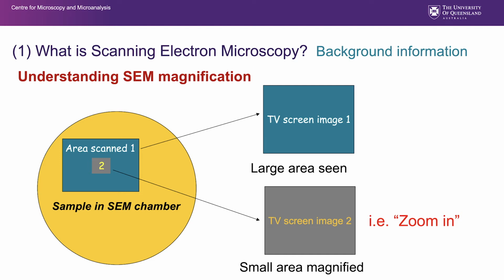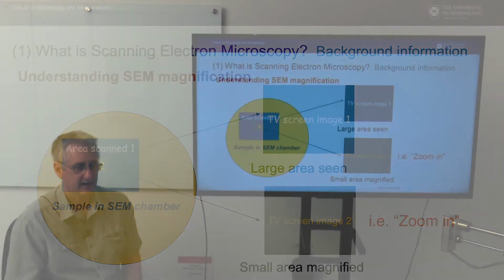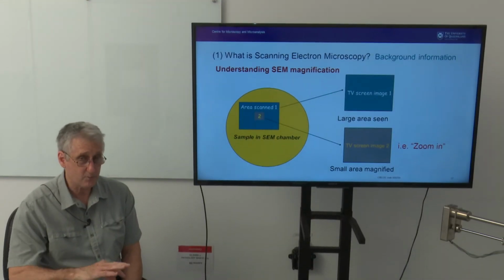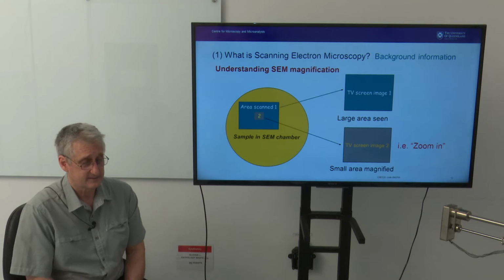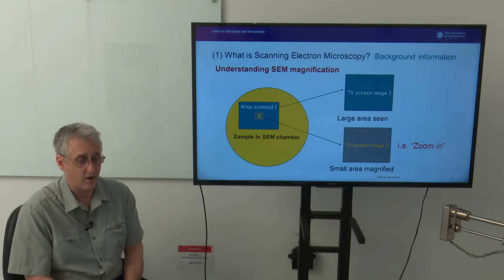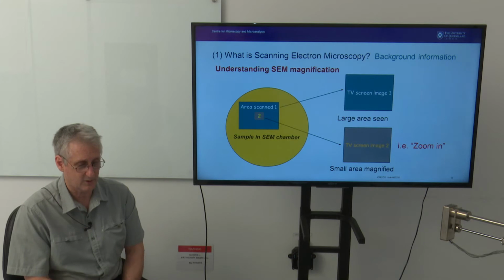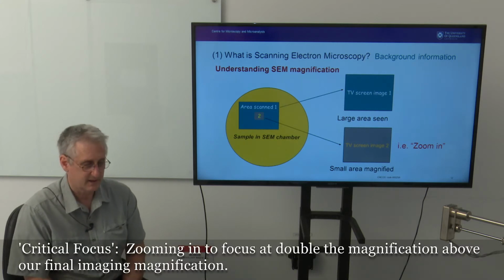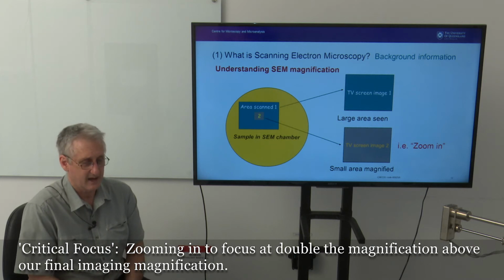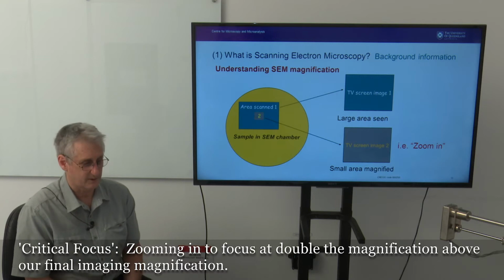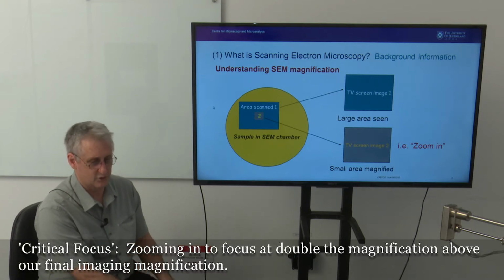But as you zoom in on a particular region of the sample and you do a focus on it, you can zoom back out again and it will hold that focus. We make use of that to give ourselves a very high quality, well-focused image. We call that process of zooming in and using about 2 or 3 times above our final imaging magnification a critical focus. It's one of a few things that we use very routinely.